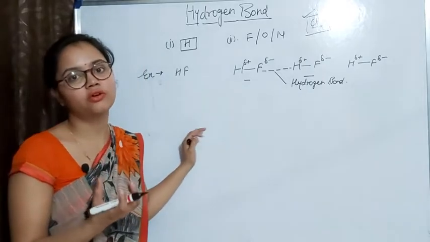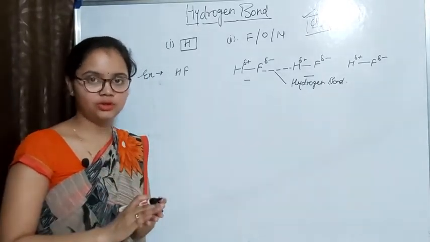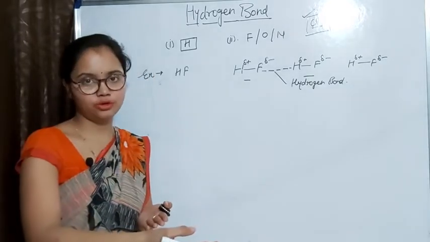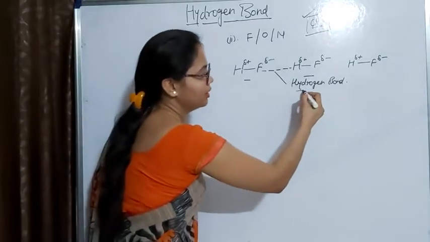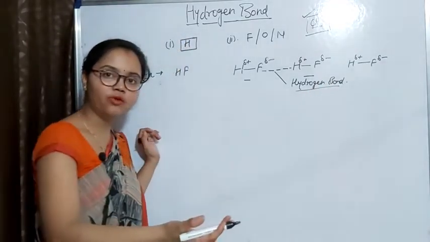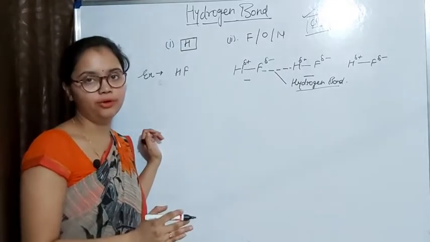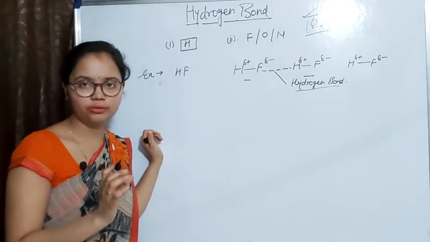As we know, van der Waals forces are only dipole interactions. This force we will discuss in the 5th chapter also. For now, just remember that hydrogen bonds are stronger than van der Waals forces and weaker than covalent bonds. So this is about the introduction and strength of the hydrogen bond.